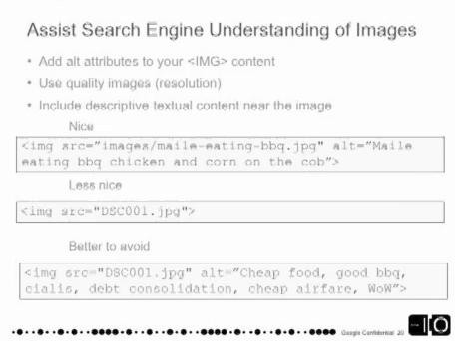And what's better to avoid, or I should say you really should avoid, I was trying to be nice here, is actually keyword stuffing that alt text. So I realize I want to rank this image for everything, so I'm like, alt text equals cheap food, good barbecue, Cialis, debt consolidation, cheap airfare, World of Warcraft, just throwing it all out there. Again, we're going to catch this, and you can get penalized not just for the image, but for your site as well.